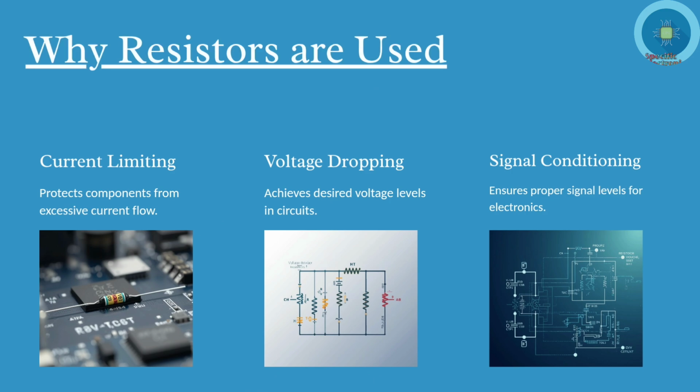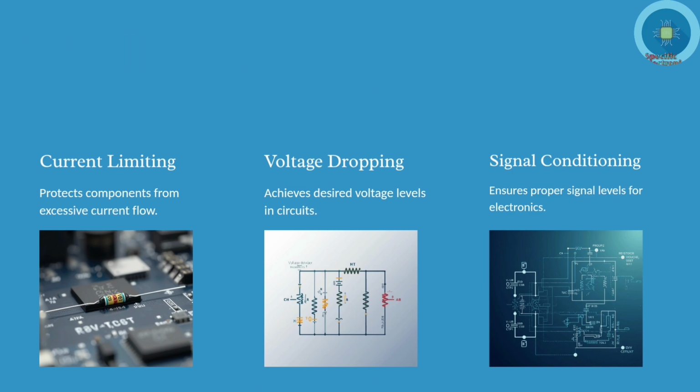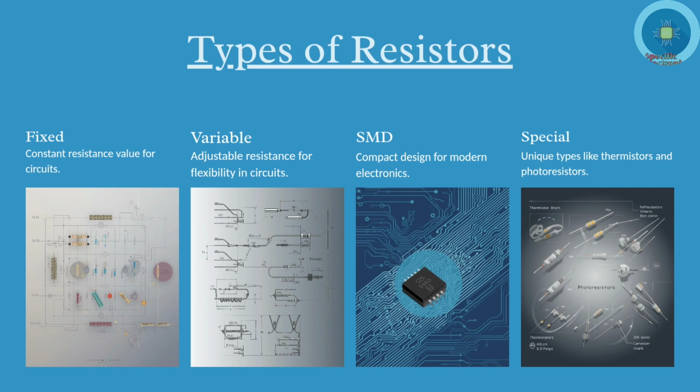Resistors are used in circuits for several important purposes. First of all, current limiting, to protect components from excessive current flow. Resistors help in voltage dropping and signal conditioning, and they are also used for biasing active components. There are different types of resistors used in electronics.